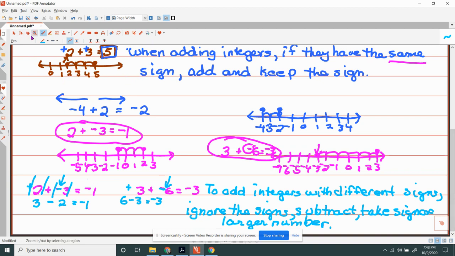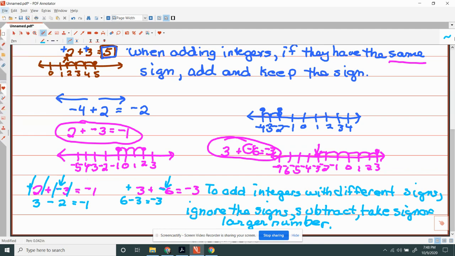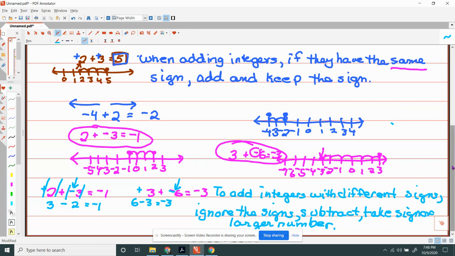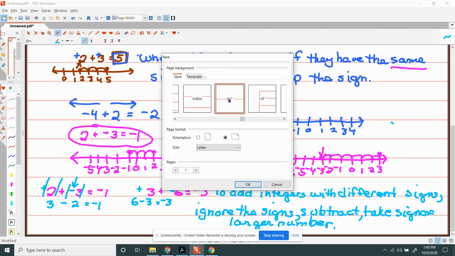So let's get a new page here. Let's see if we can just add a page. Oh, right. I will just add a page.